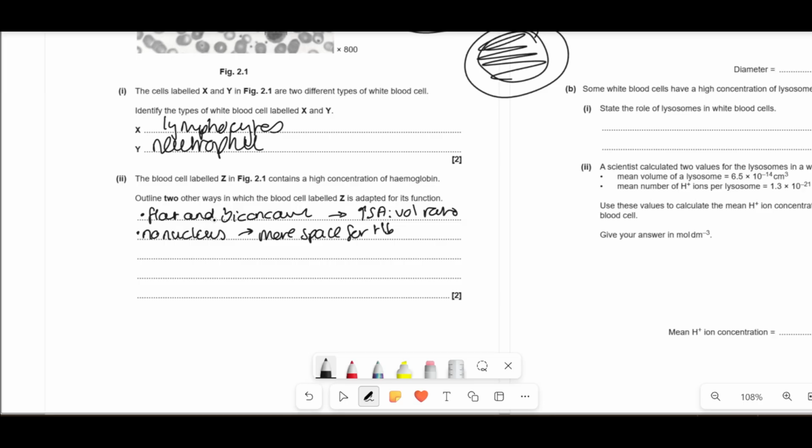There's other things as well. I'm just going to put two, but you could also say that they're flexible, so they can squeeze through capillaries. You can also talk about the fact that they allow chloride shifts because of the transport proteins in their cell surface membrane. They have a high concentration of carbonic anhydrase within them, so it allows you to transport CO2. They're quite small as well, so there's a small diffusion pathway when you're getting oxygen in and out of them.